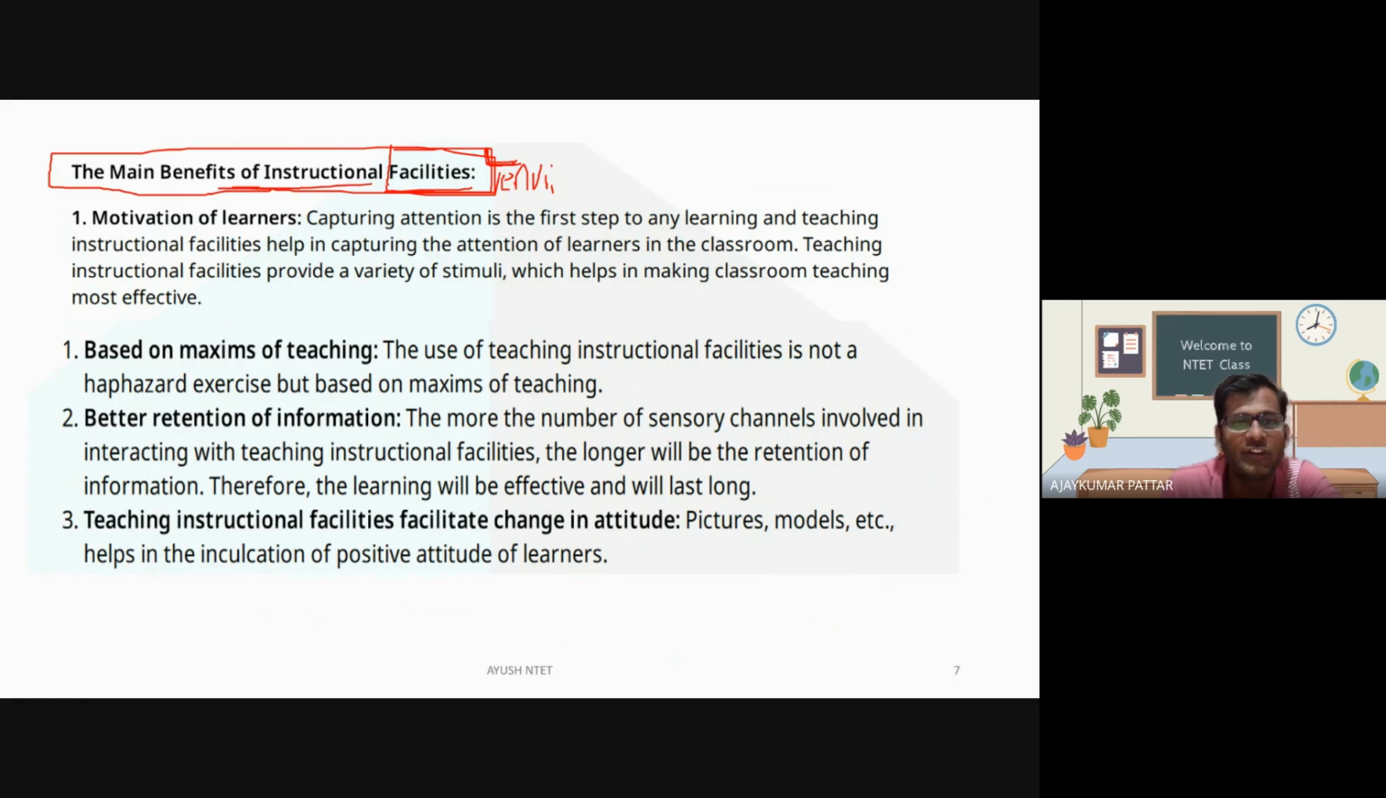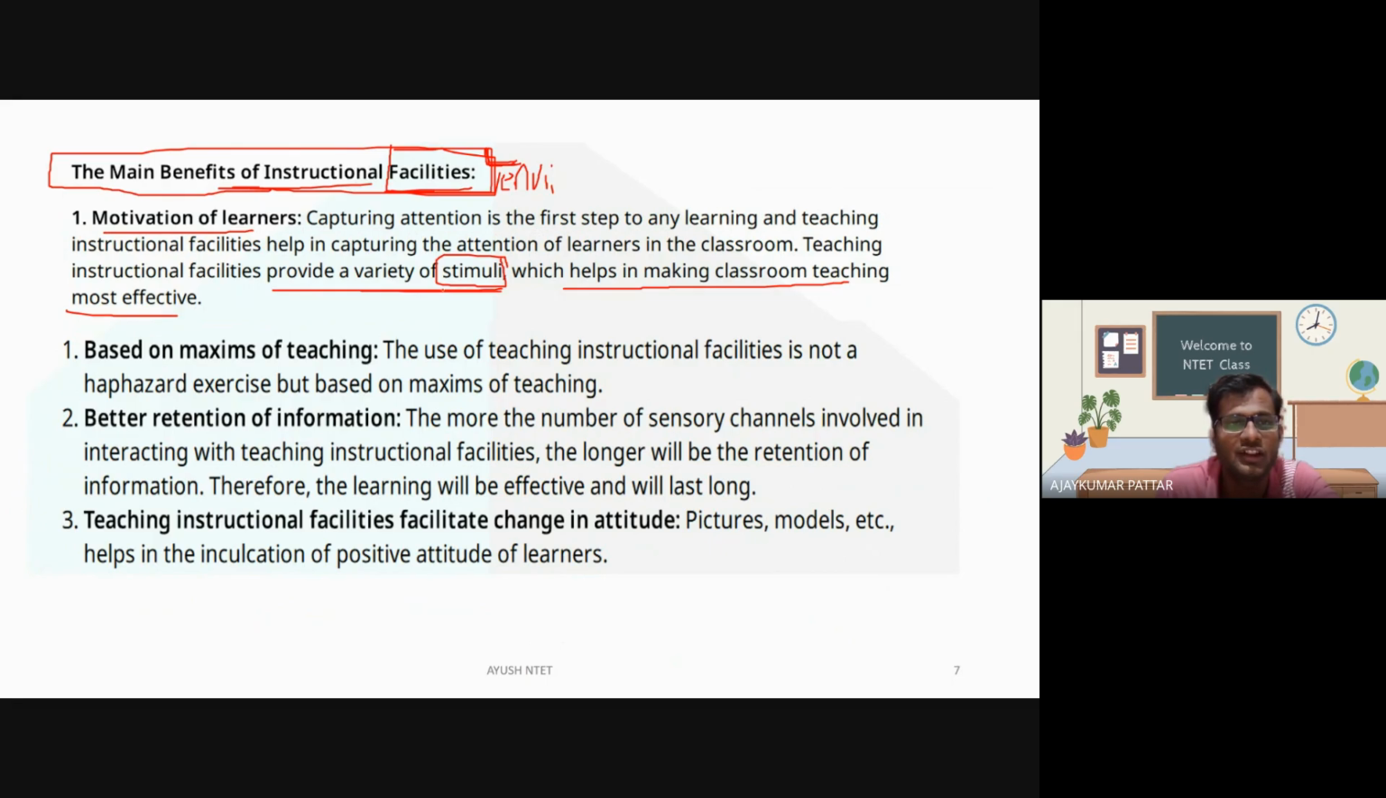So facilities available, what are the benefits? First one is motivation of learners. So learners get motivation. Capturing attention is the first step in any learning. Instructional facilities help in capturing the attention of learners in the classroom. Instructional facility provides a variety of stimuli which helps in making classroom teaching more effective. If proper facilities are there in the classroom, then it provides the variety of stimuli, because teaching learning happens through stimulus and response. If you have proper, good facilities, then it will give the stimuli for the teaching.